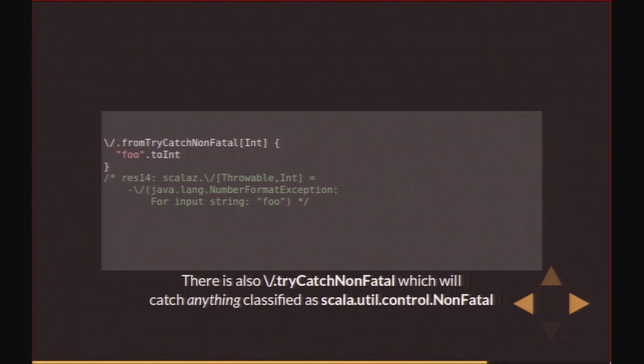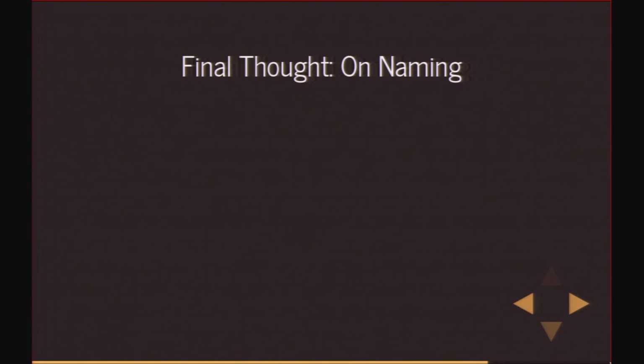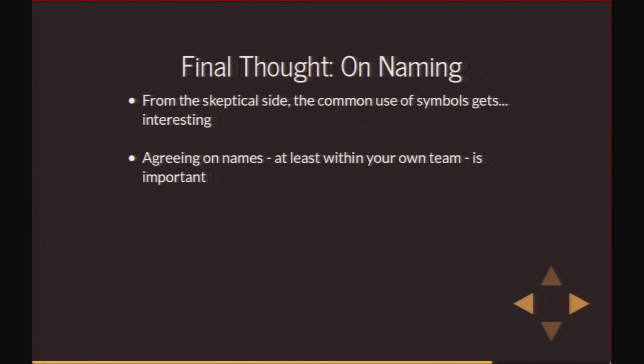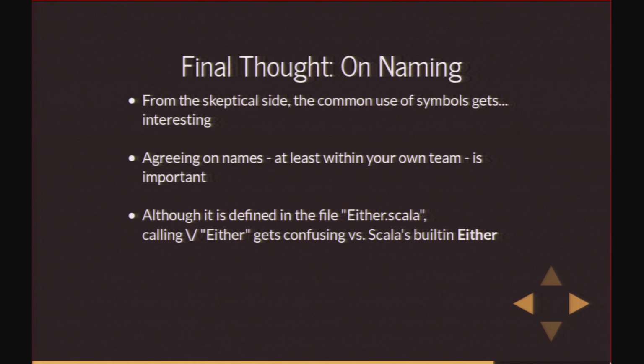So I promised we would talk about these symbols. This is my final thought on naming things. From the skeptical side, and this is still something that I struggle with every day, and I admit it fully, the use of symbols gets really, really interesting. What do you call these things? I'm sitting here saying \/ greater than and star greater than. I mean, you've got to have names for things. You've got to have something, at least within your own team, that you agree is what you call this thing, so that everyone is on the same page.